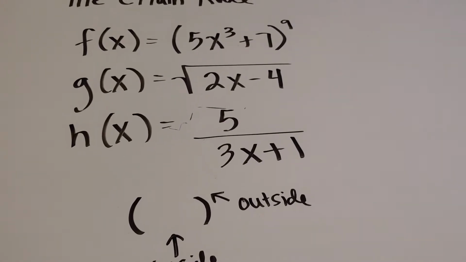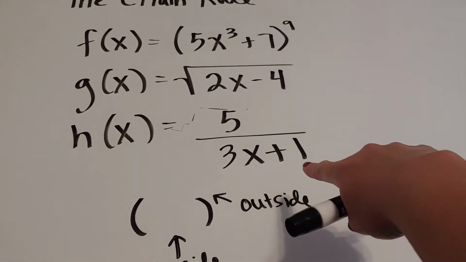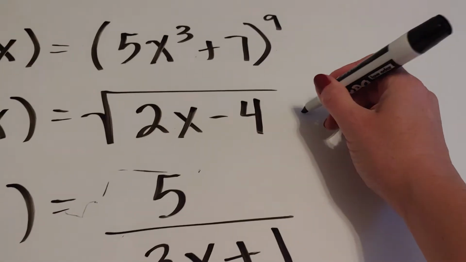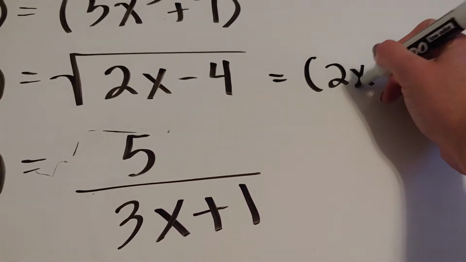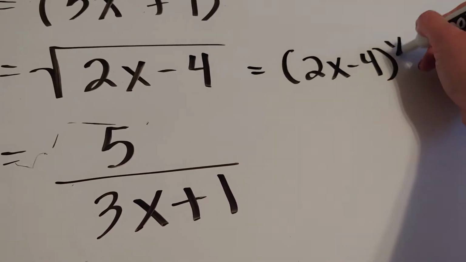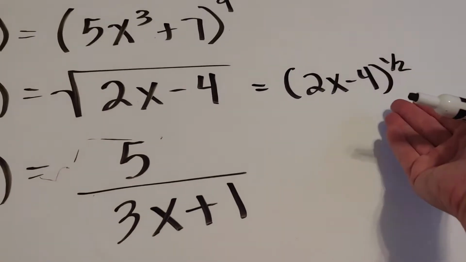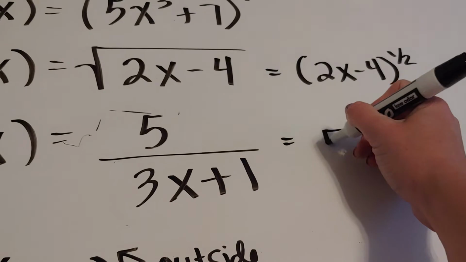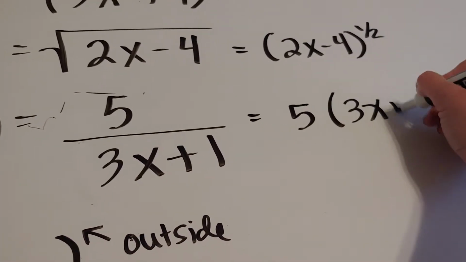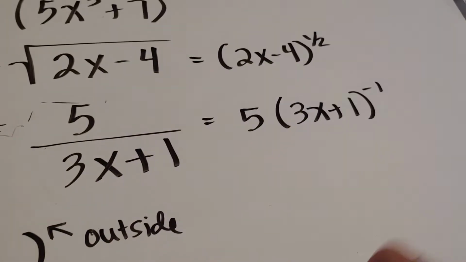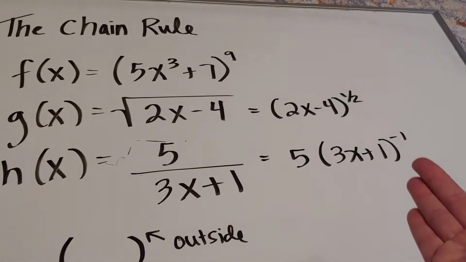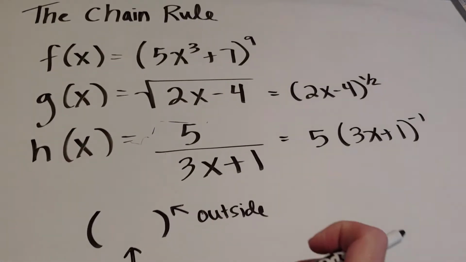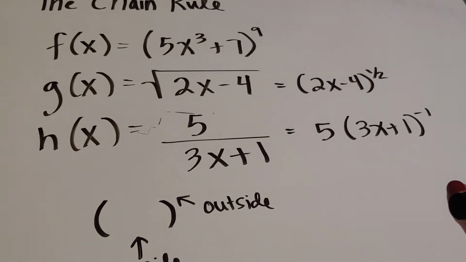Now, some of you may be thinking, well, Jen, what about the root and the denominator? Well, if you think about it, we could rewrite this as 2x minus 4 to the 1/2. So now I have parentheses and an exponent. And this one we could also write as 3x plus 1 to the negative 1. So all of these now have parentheses with an inside and with a power on the outside.